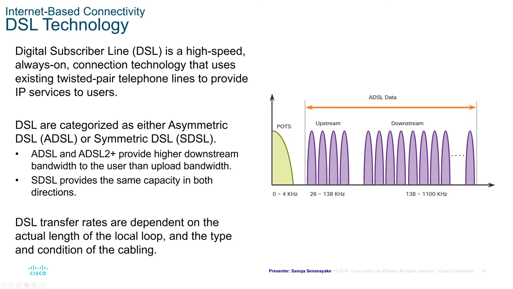DSL transfer rates depend on the actual length of the local loop and the type and condition of the cabling. So the DSL service quality will depend on the actual length of the local loop. If you are connected to your ISP's local DSL loop, the type and condition of the cabling within that loop will have an impact on the DSL transfer rates. On the right-hand side, you can see the ADSL data streams, and it shows that the upstream has less signal compared to downstream, which has more in the ADSL method. This is just an image to give you an idea of how that works.